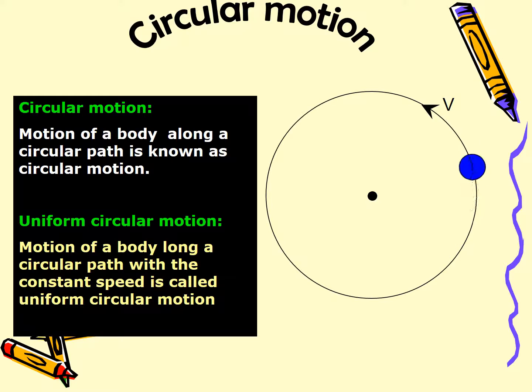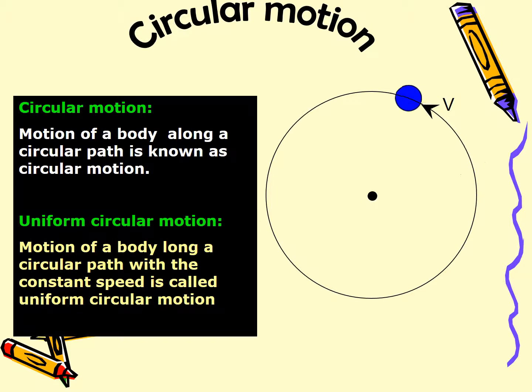Now, uniform circular motion. What is uniform circular motion? Motion of a body along a circular path with constant speed is called uniform circular motion. With constant speed. Here we have to understand the velocity is not constant because it is continuously changing its direction, but the speed of the body is constant.